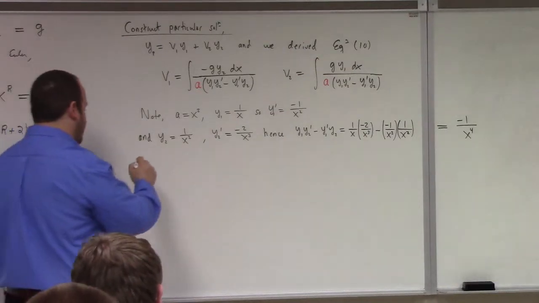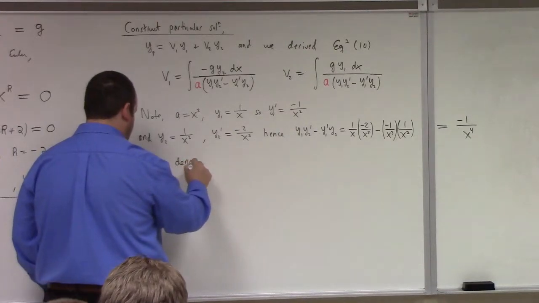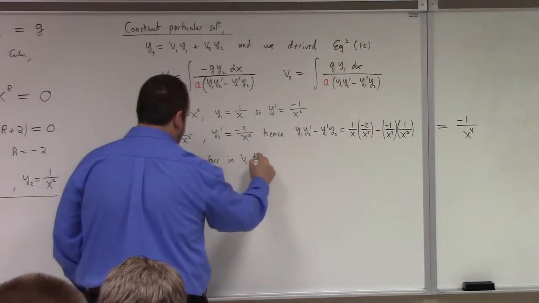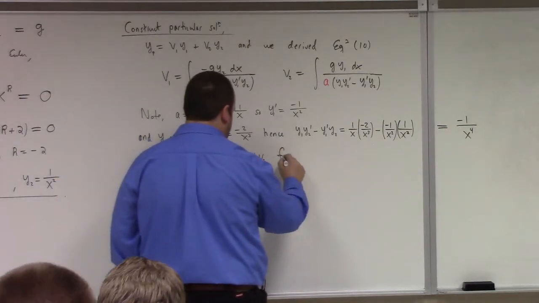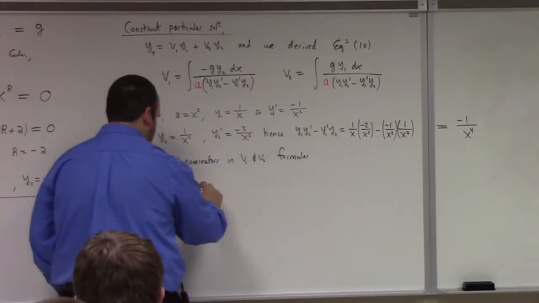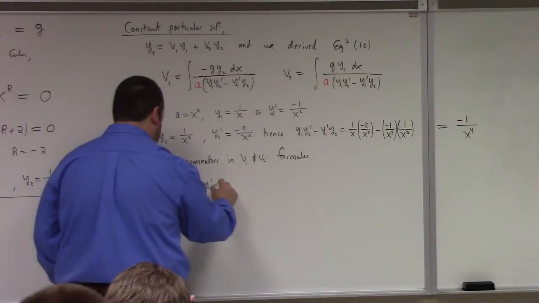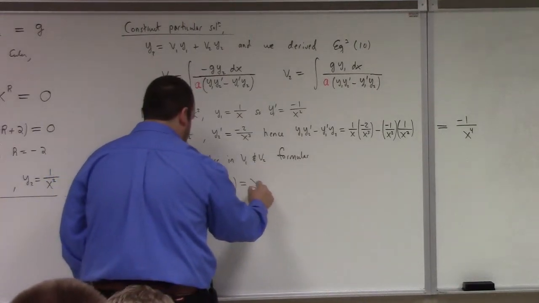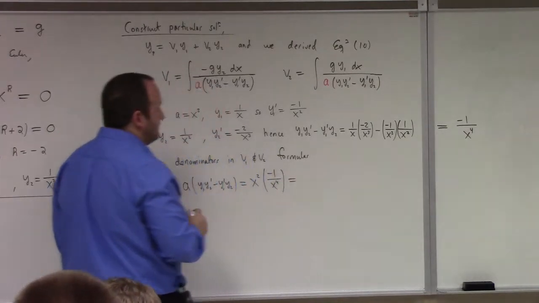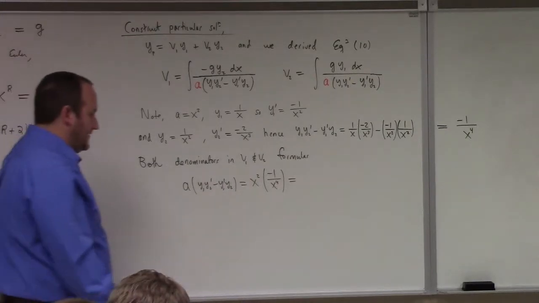So both denominators in the v1 and v2 formulas are what? We have a times y1 y2 prime minus y1 prime y2. That's just x squared times minus 1 over x to the 4th, which is what? It's really just minus 1 over x squared.